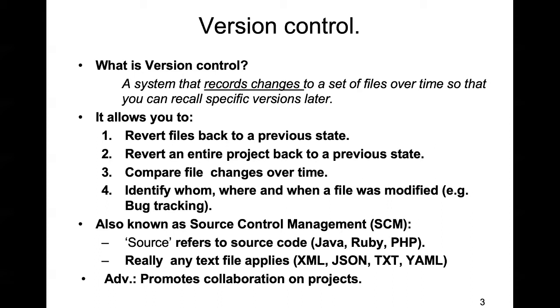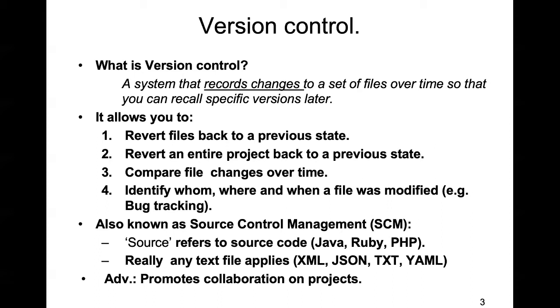It allows us to compare the changes that have been made to a file over time. Number 4, it tells us who made a change to the file, when it was made, and what particular part of the file they changed. So it really is very granular.